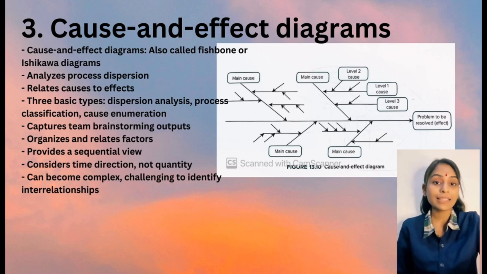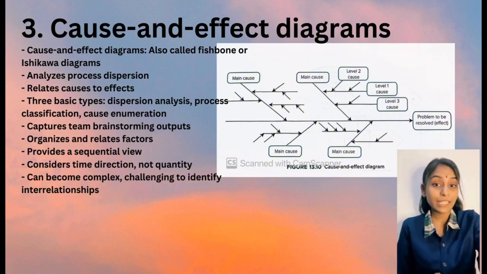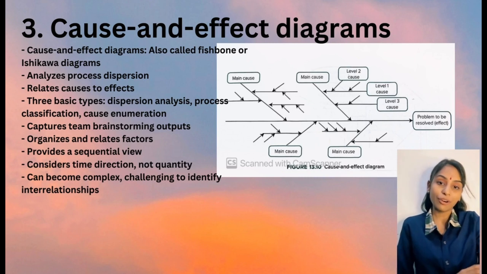It's like untangling a web of reasons behind an issue. Plus, it's great for team brainstorming because everyone can pitch in their ideas. But hey, sometimes it gets pretty complicated with lots of factors, so it might take some time to figure it all out. Still, it's a handy tool for understanding and solving problems effectively.